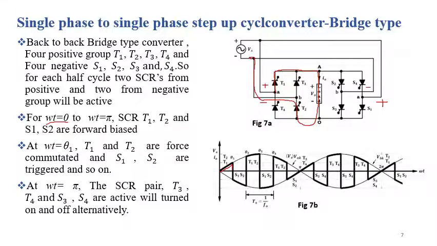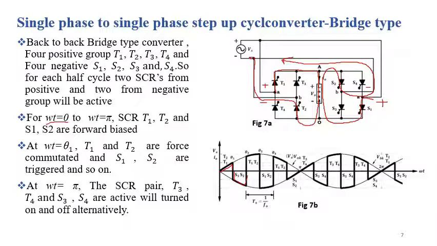And at omega t equal to theta 1, the SCRs S1 and S2 are triggered, and the SCRs T1 and T2 are force commutated. So the current goes through S1, through the load, and to S2 and back to the source. So this is the path for the load current, and we are getting the output voltage like this.